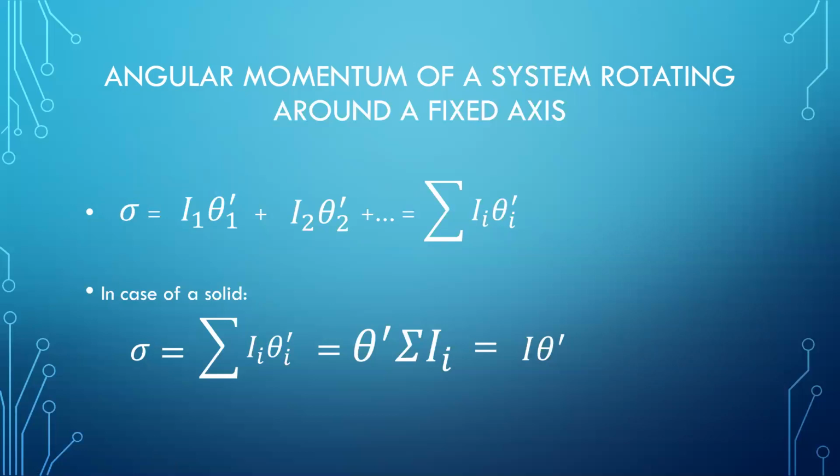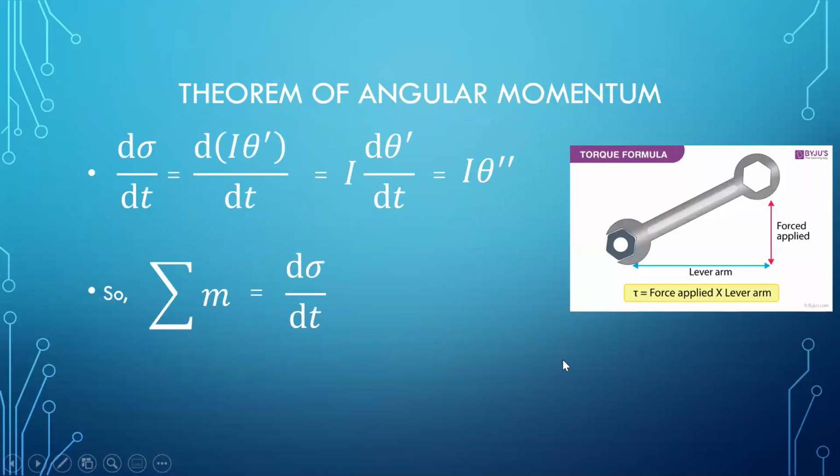Now, in the case of a solid, we know that solid means there's a firm system, so it's moving with the same theta prime, or the same angular velocity. So sigma, or the angular momentum, is equal to the summation of I theta prime. Theta prime is factorized since, as we just mentioned, it's common between all particles. All particles are moving with the same angular velocity, the same theta prime. And so we end up with this formula right here.